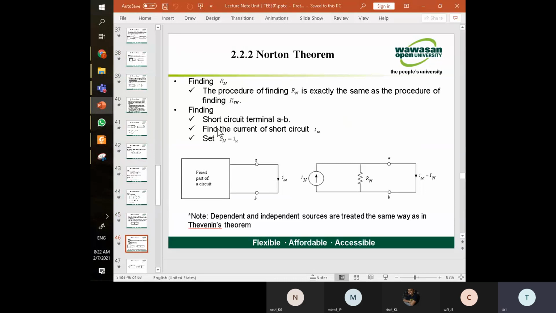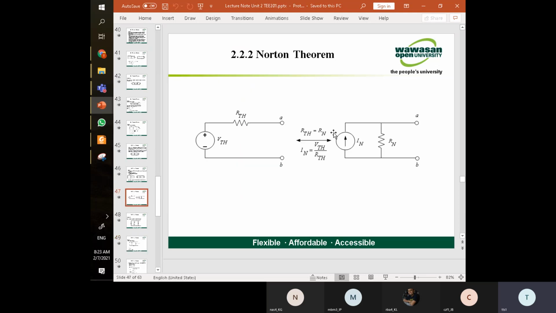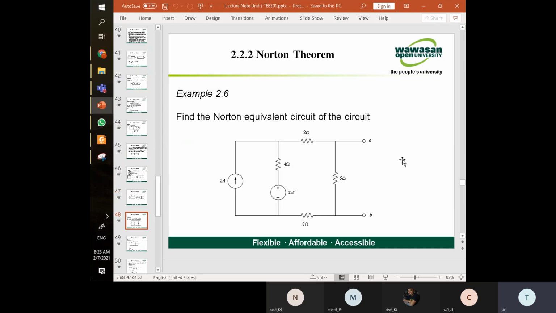First is to find a short circuit of terminal AB. First short the output here, and then try to find the current IC. Okay, like this, and then at the end you have the two components. You find these two components, then you just attach the A and B to the load. You can calculate the output current.